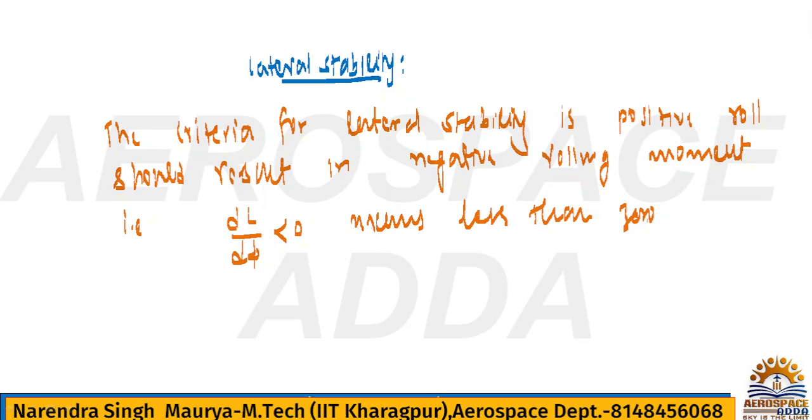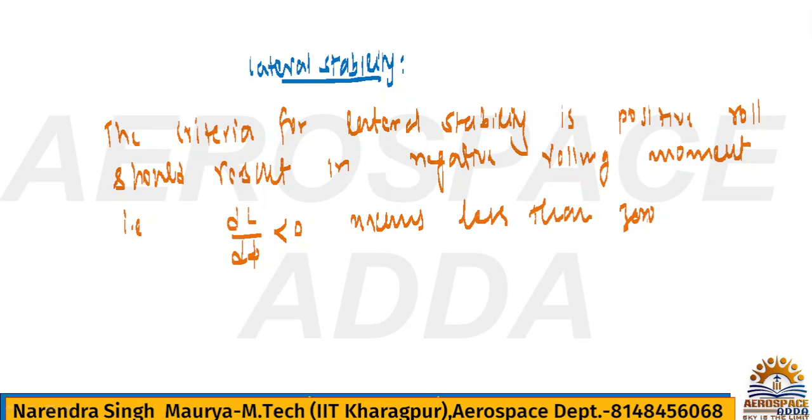Always remember the rolling moment occurs about the longitudinal axis, which is basically the x-axis. Lateral stability is the inbuilt ability of the airplane to recover from a disturbance in the lateral plane, that is rolling about the longitudinal axis, without any pilot input.